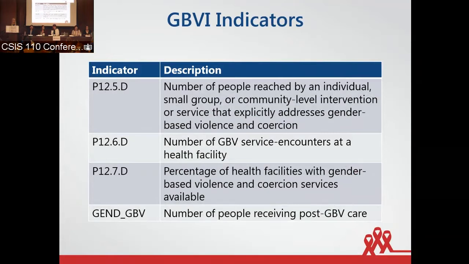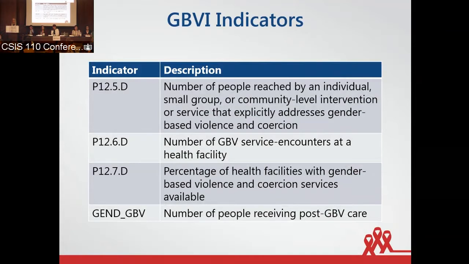The first 3 indicators were part of PEPFAR's Next Generation indicators, which were then replaced in March 2015 when PEPFAR issued new indicators for monitoring, evaluation, and reporting. And these new indicators included GEND-GBV, which is the 4th indicator on the list. So during the first 2 years of the GBVI, which is fiscal year 2012 and 2013, the countries reported on P12.5D to count the number of individuals receiving GBV services, but this was replaced with GEND-GBV, which all GBVI partners were required to report on in 2014.